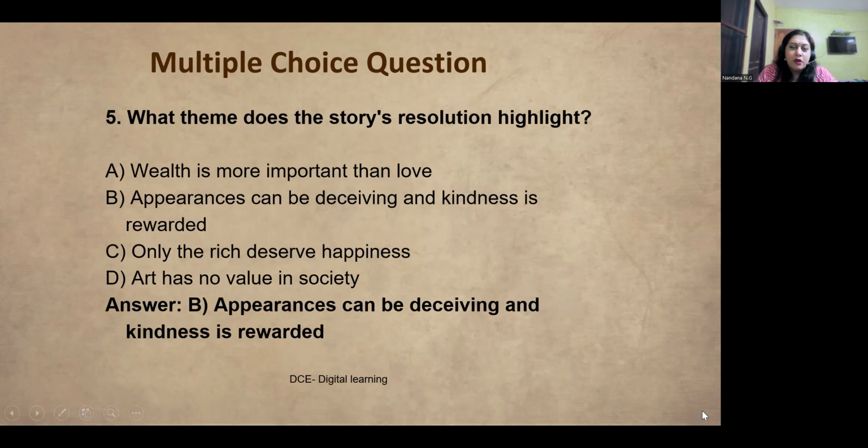The last question, what themes does the story's resolution highlight? The options provided are wealth is more important than love, appearances can be deceiving and kindness is rewarded, only the rich deserve happiness, or the last option, art has no value in society. Answer is option B, appearances can be deceiving and kindness is rewarded.